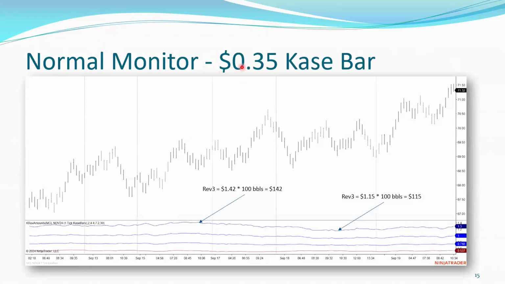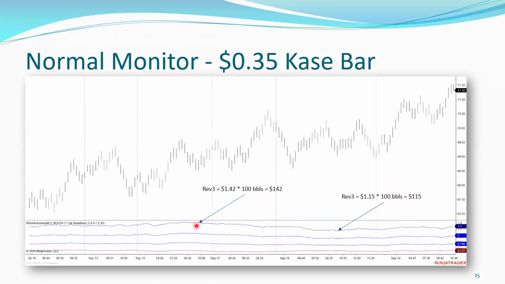So here our normal monitor is going to be 35 cents in size. So I might have to say to myself, hey, look, I'm only willing to risk $150 per contract. That's my maximum risk tolerance. So now, once I've established what my maximum risk tolerance is, I can then back into what optimal bar size I want to use. So in this case, with a 35-cent Kase bar, at one point it was around $142 at reversal level 3. So that's that 3 standard deviation move. Or I guess in this case, it's around a 7 standard deviation move because we're using a range bar. And then over here was about $1.15.